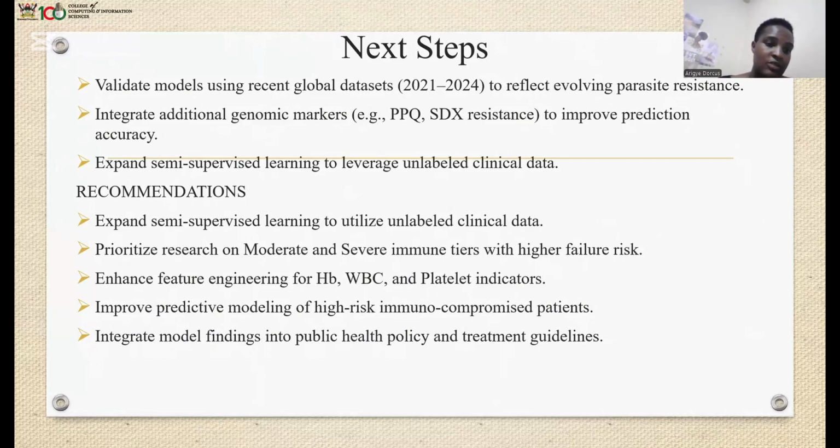Prioritize research on moderate and severe immune tiers with higher failure risk. Enhance feature engineering for Hb and WBC, these are the white blood cells, and platelet indicators. Improve predictive modeling of high-risk immunocompromised patients. Integrate model findings into public health policy and treatment guidelines.